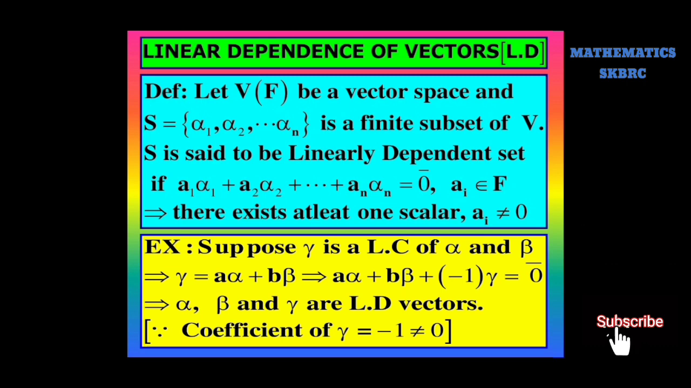Suppose γ is a linear combination of the vectors α and β. Then we write γ = aα + bβ, where a and b are scalars belonging to F. Then we write aα + bβ + (−1)γ = 0 bar. Here the linear combination 0 bar is a vector. Then we say that α, β and γ are LD vectors. Here the coefficient of γ, which is −1, is non-zero.